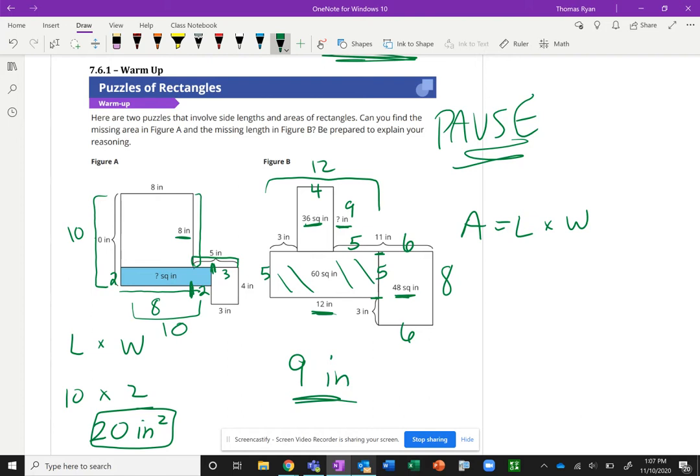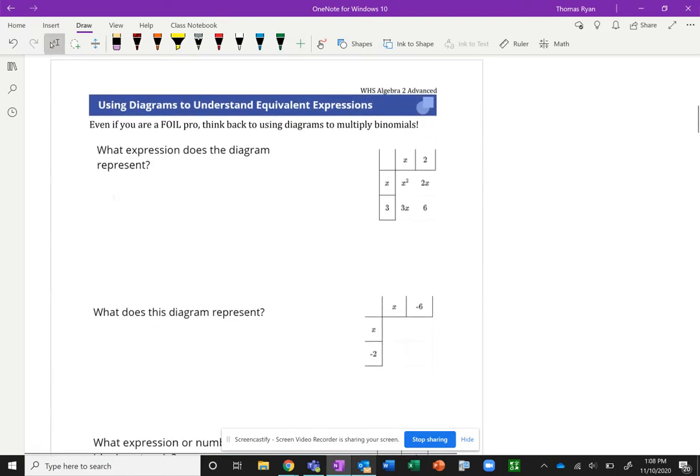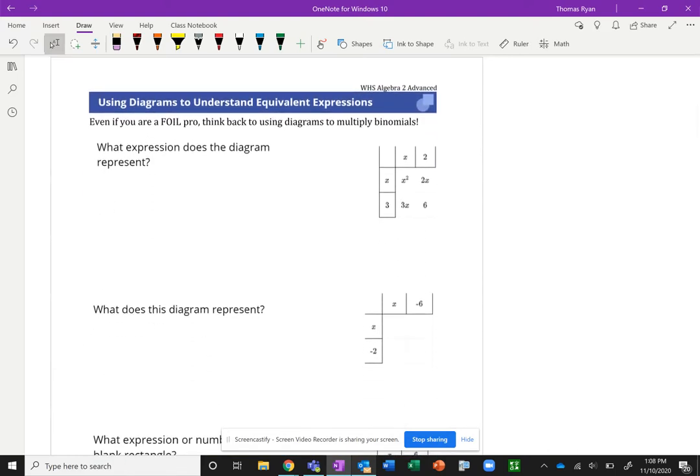I hope you guys challenge yourselves and maybe some of you got it. All right, let's get rolling. We're trying to bring back this idea of the diagram. Even if you are a FOIL pro, and I appreciate if you're good at FOILing, I want us to think back to the diagrams because it's going to help us visualize it and lay things out.